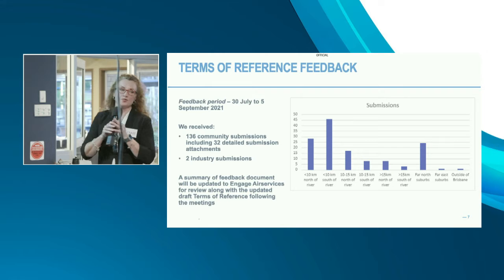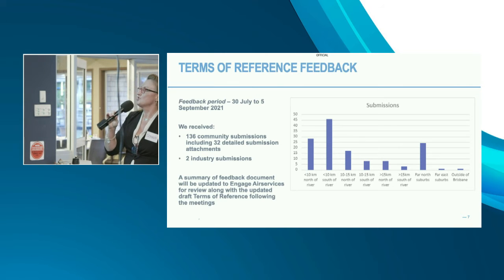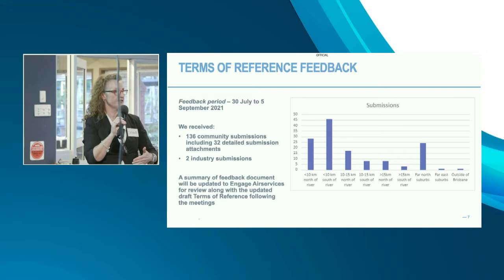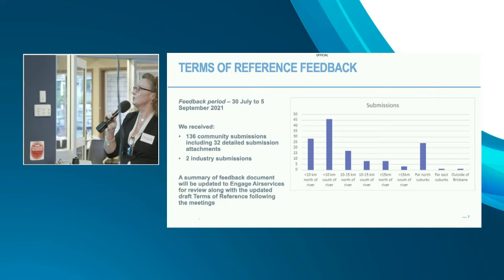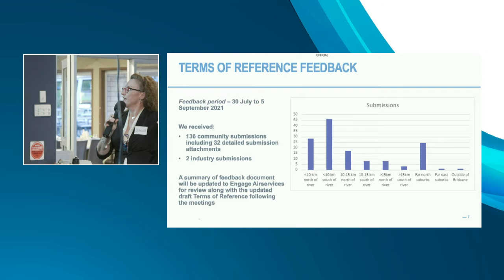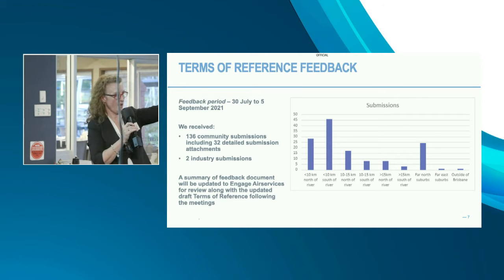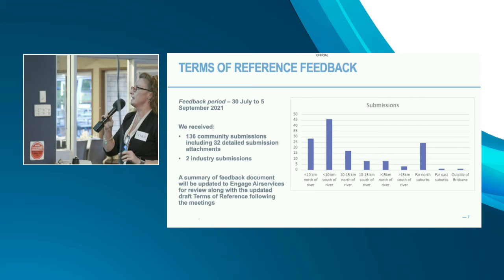The graph just shows where we've received submissions from. The first 2 are the areas that are close in to the airport, so north and south of the river, but close in to the airport. The next 2 are sort of within that mid-range, north and south of the river. And then the next 2 after that are sort of 15k or more away from the airport.